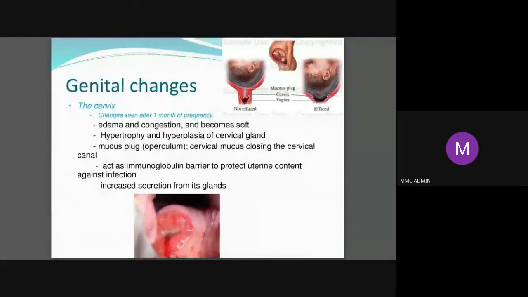A good way to do that is to do a speculum examination. And normally, physiologically, just like everything else, the cervical glands also undergo hypertrophy and hyperplasia. So you know that the vagina does not have any glands. So whatever is coming through the vagina and the vulva is coming from the cervix only. So because of the hypertrophy and hyperplasia of the cervical glands, you have a lot of secretions during pregnancy.